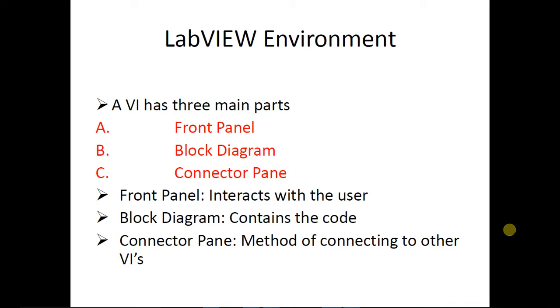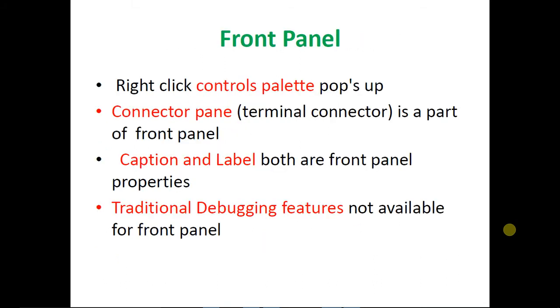So now we will see the front panel in detail. In the front panel, when we right click, it will pop up the controls palette. In that, various palettes are there, means numeric palette, string palette, structures, everything is there. And the connector pane is the main part of the front panel. If you want to give any caption and label, we can give it on the front panel. And traditional debugging features are not available for front panels, means we can't debug a VI using the front panel. For that we have to go to the block diagram.